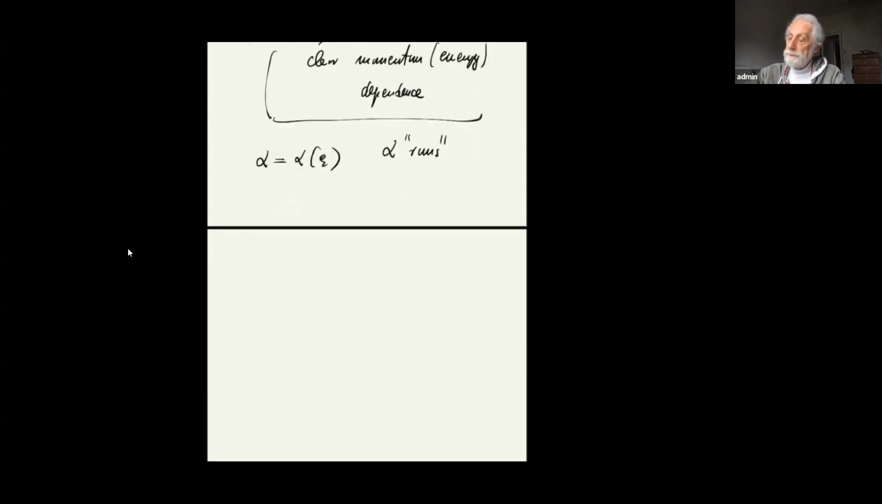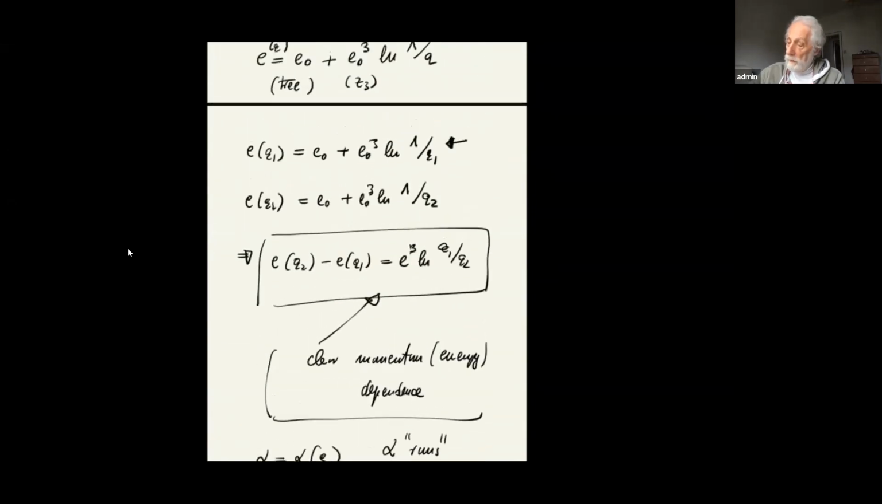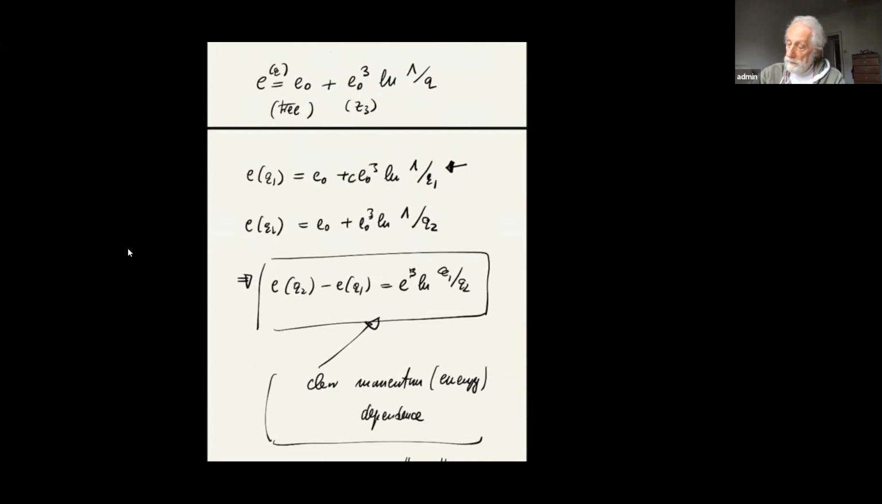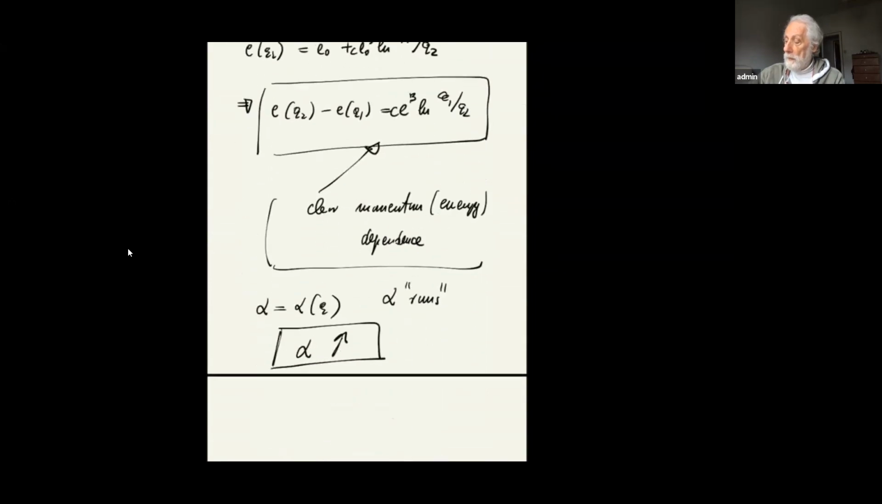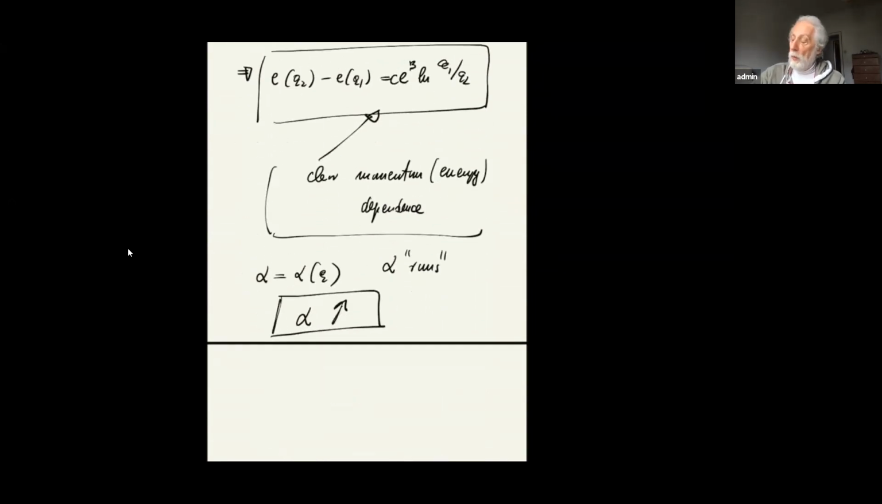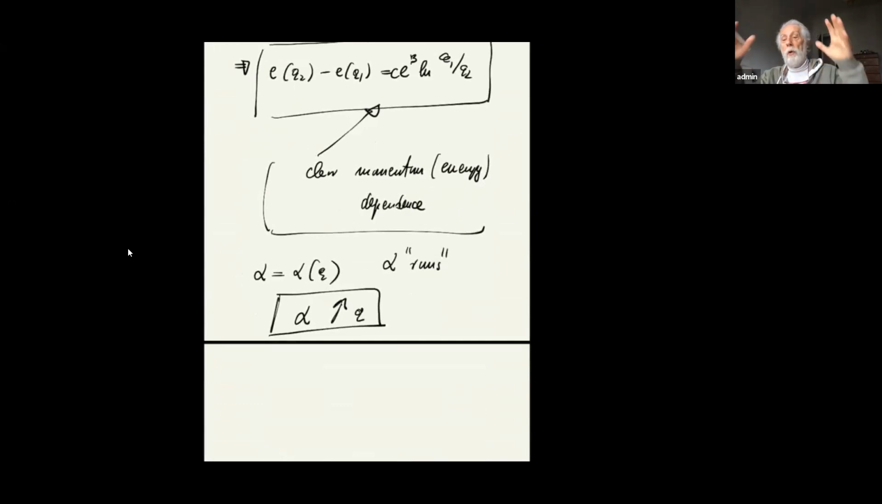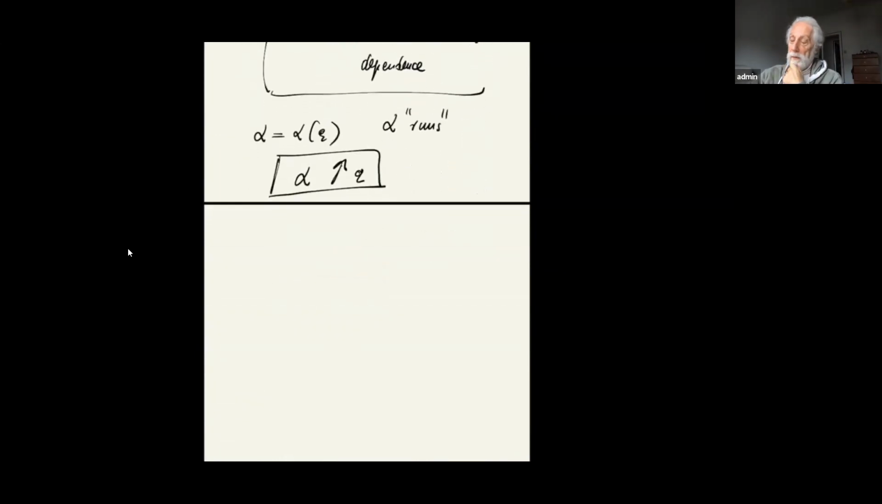It turns out that in QED, alpha grows with energy. I should have put some coefficient here. Sorry, there was some coefficient C. And then the sign of C tells you it grows with Q. So the bigger the energy, the bigger the coupling constant. In other words, at small distances, the coupling is bigger. This is called charge screening, right? You must know this. You talked about this in your field theory course?